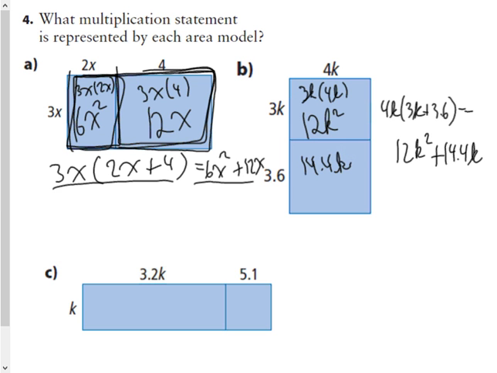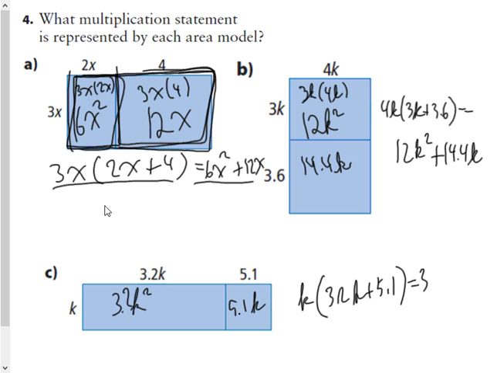sense. And in the last question, we have k times 3.2k, which would be 3.2k squared, and 5.1 times k would be 5.1k. So therefore, we'd have k multiplied by 3.2k plus 5.1. I'm sorry, that's illegible. Equals 3.2k squared plus 5.1k.